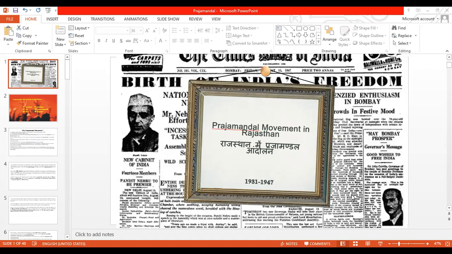Overall, this particular lecture will set up the tone for the further lectures in which I'm going to discuss various Prajamandal movements like Jaipur Raj Prajamandal, Mewar Raj Prajamandal, Hadauti Raj Prajamandal, Kota Raj Prajamandal, and so on and so forth. But today, in this lecture, let us first start with the very fundamental as to why such movements eventually made a place in history. So without wasting time, let us start.